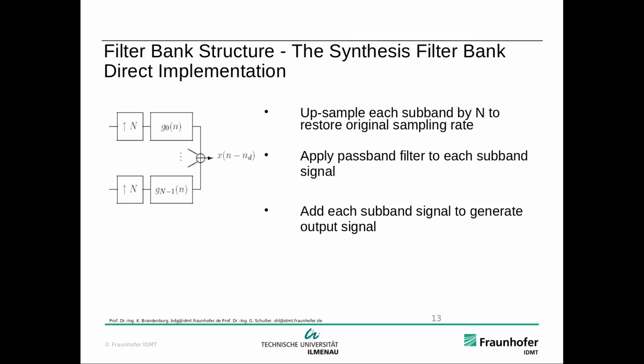Similar for the upsampling, the synthesis filter bank. Here also the direct implementation. So here we would insert N-1 zeros after each sample, and then we do the filtering with the conventional filtering convolution.